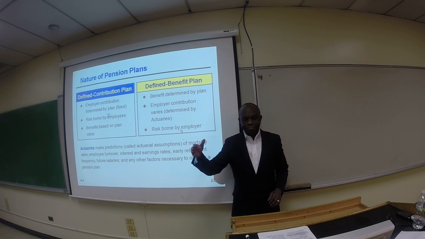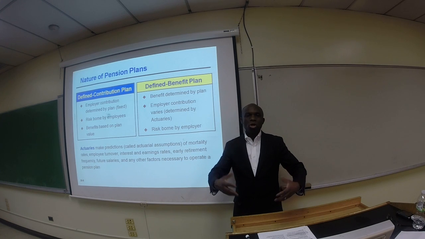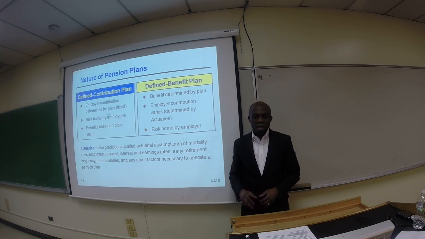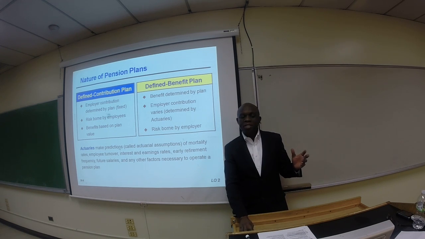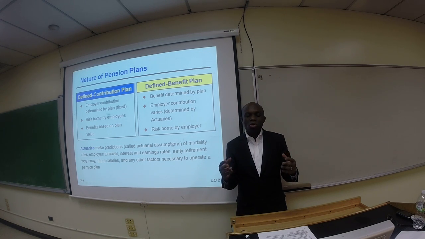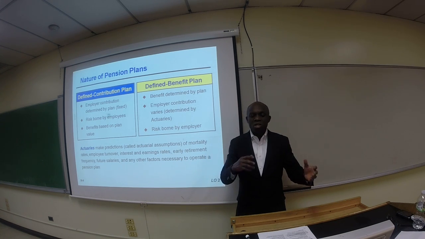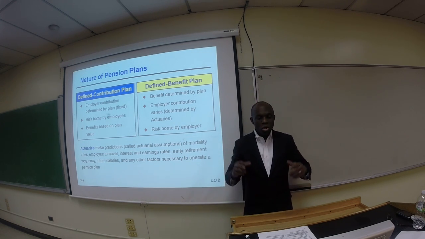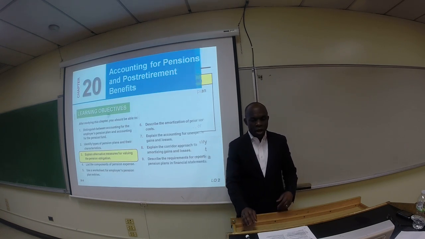Now, how do we know how much the company, or the entity, or your employer is going to contribute into that plan? Look at the bottom of this slide here. It says actuaries make predictions called actuarial assumptions of mortality. So they take into consideration the average age that people die, the average employee turnover, the interest, how much you are going to earn in the plan. They take a lot of stuff into consideration to come up with how much is needed for the plan.